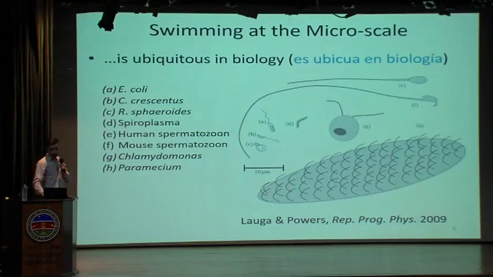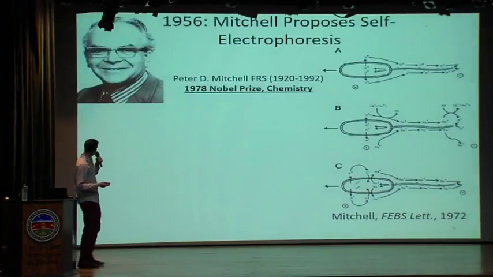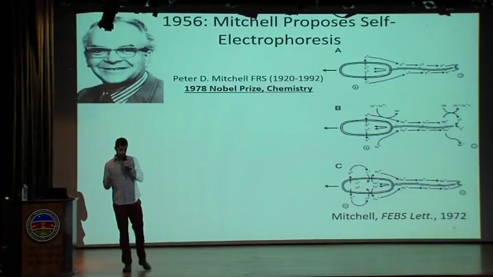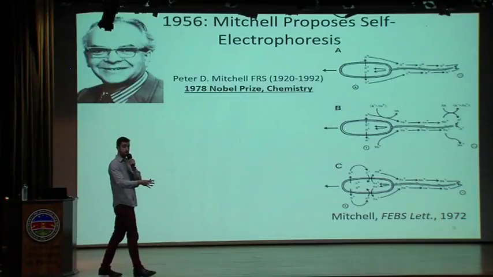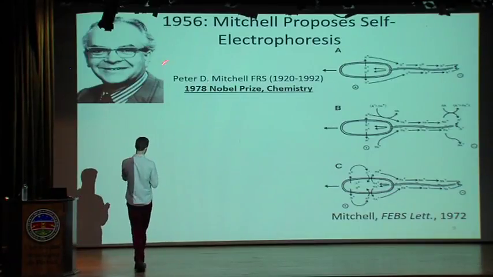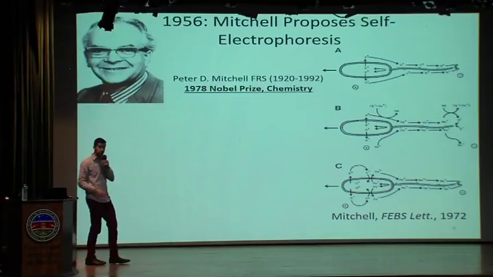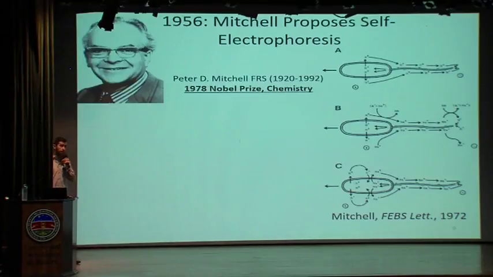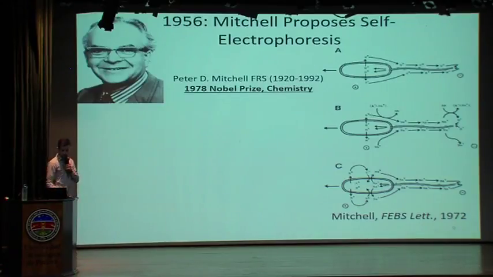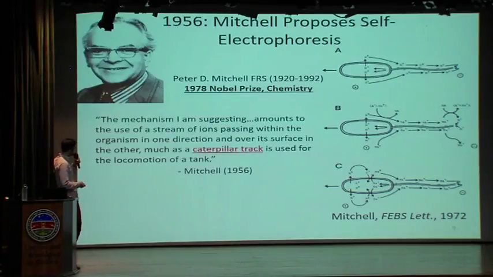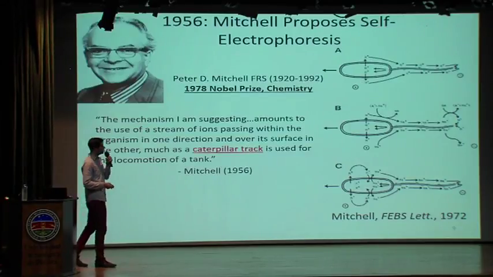Right? So it has been proposed before that some bacteria might be able to swim without waving their flagella. Okay, and the mechanism here was proposed by a scientist named Peter Mitchell, the British biochemist, and he won the Nobel Prize in 1978 for some different work that he did. But in 1956, he gave a talk where he suggested that some bacteria could possibly move by some mechanism like what you see here. Okay.